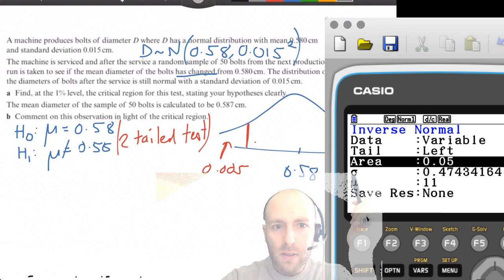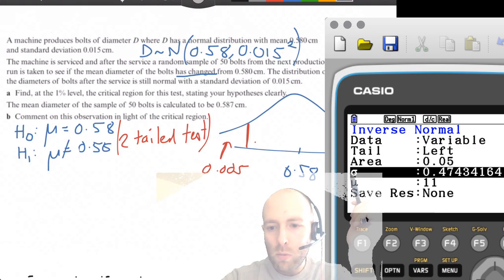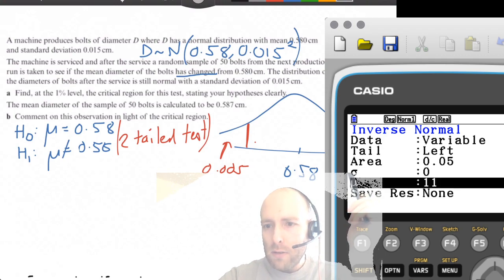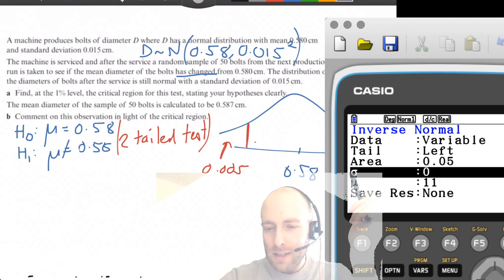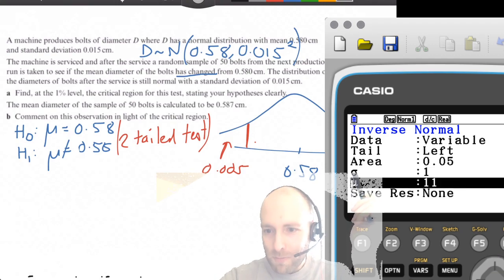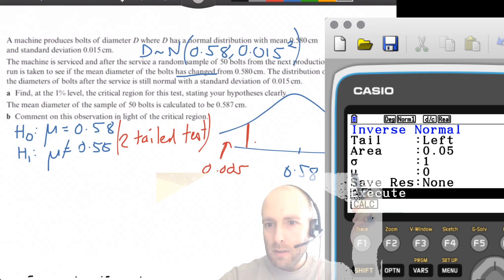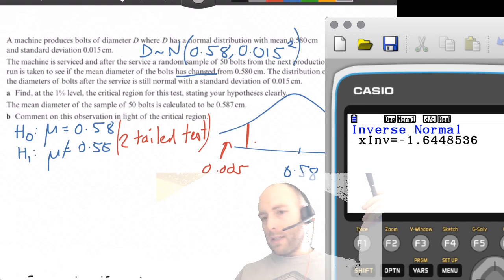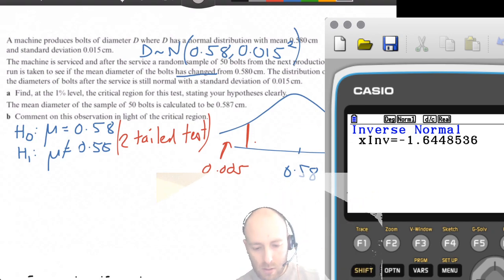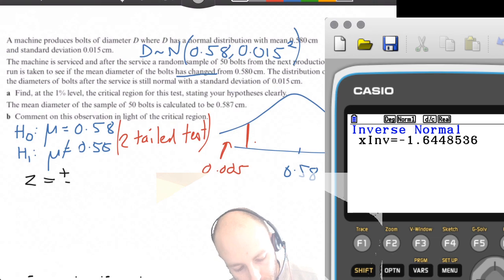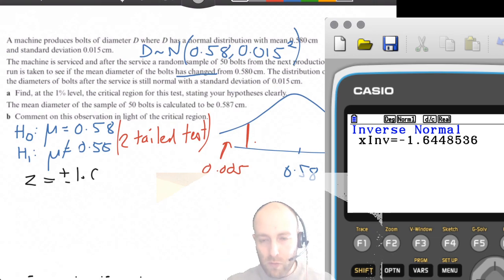Area 0.05. Sigma we're going to put in 0.015. Oh, I'm sorry. Sigma is going to be 0 because we're talking about the standardized normal distribution. And sorry, sigma is 1, and mu is 0 because we're finding z. So hit execute, and we get z is minus 1.64. So z is going to be plus or minus 1.644.